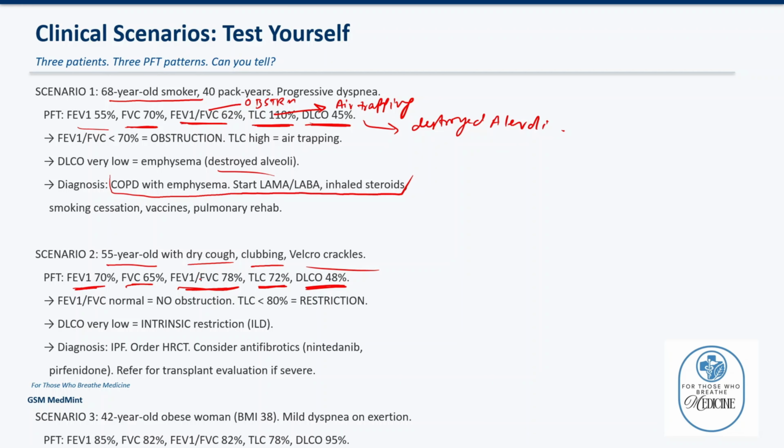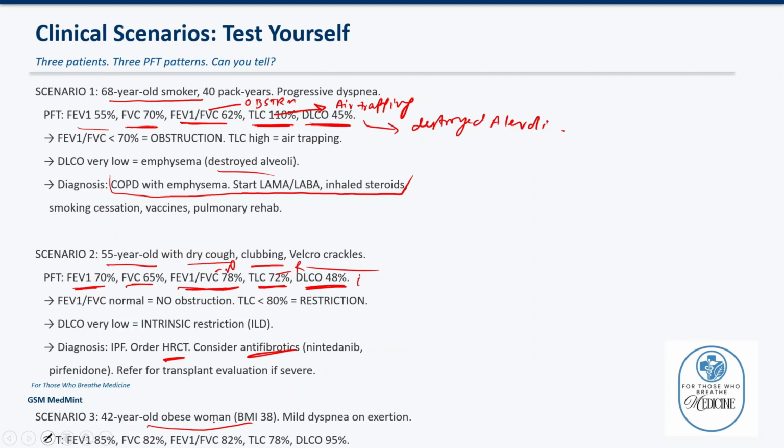So here we see FEV1 over FVC to be normal, the TLC showing a restrictive pattern, and the DLCO is very low, showing the intrinsic type of restriction. So this is likely interstitial lung disease or idiopathic pulmonary fibrosis. So we should order the high resolution CT, consider the antifibrotics, and refer for the transplant evaluation if severe.